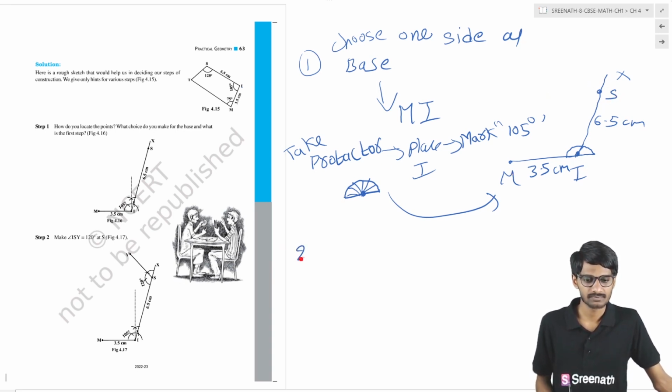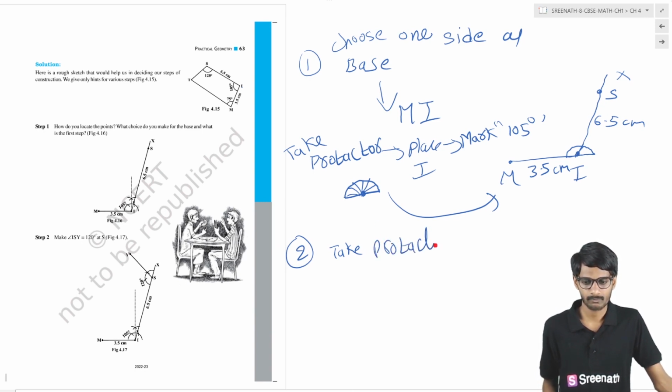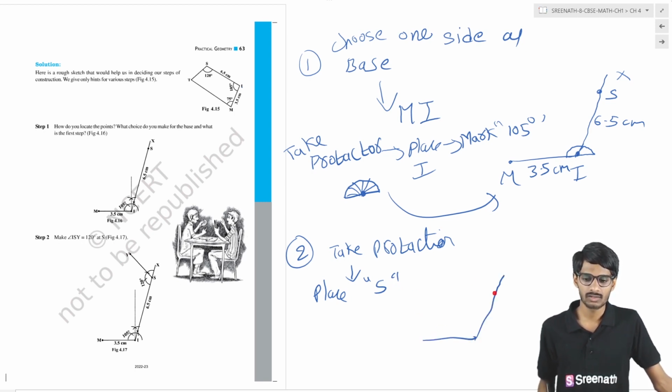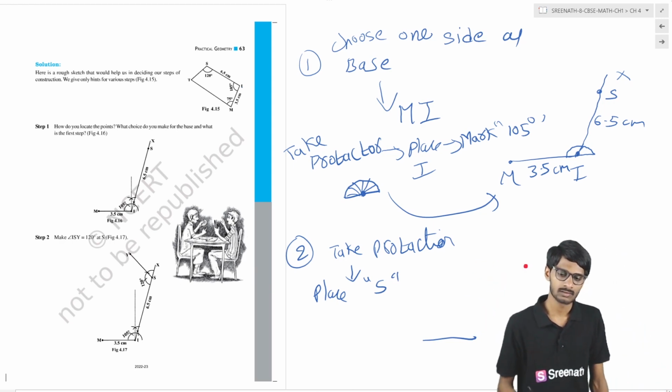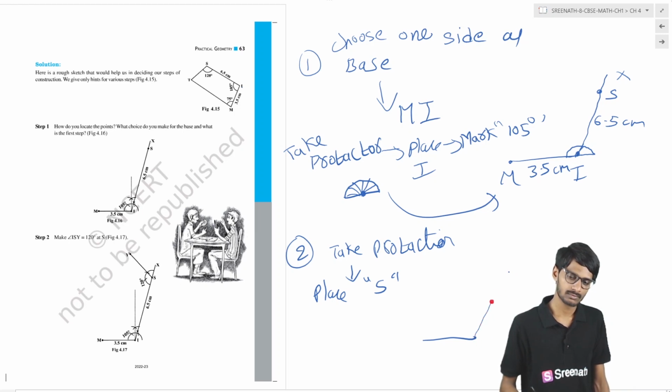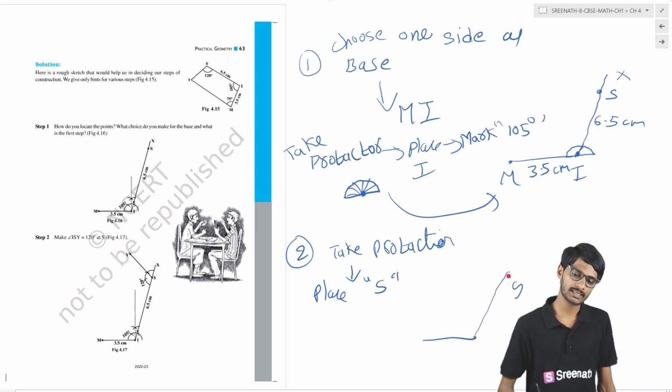So what is the next thing? The second thing is, you have to take the protractor and place it at S. Now this is the triangle, and you have to place it here. This is the point S. You have to place the protractor here. Okay students, this is the protractor.